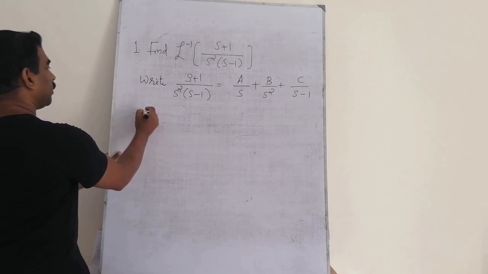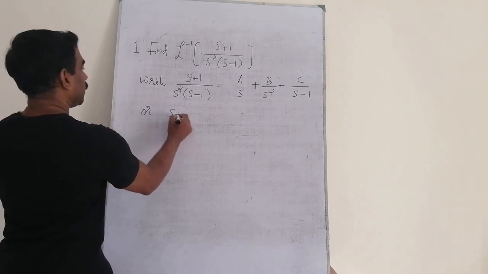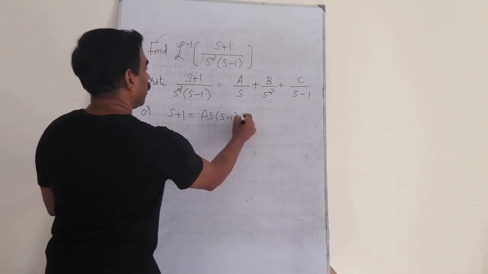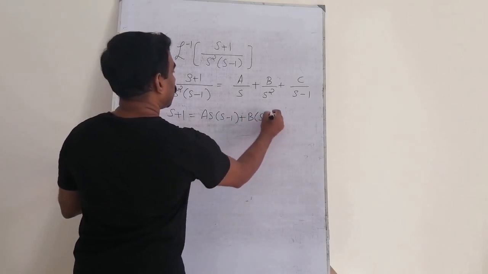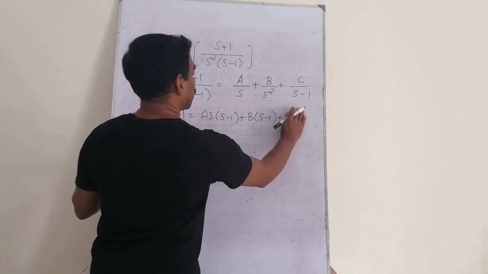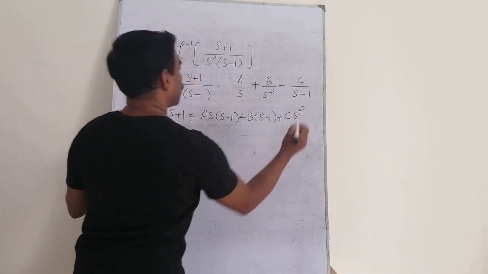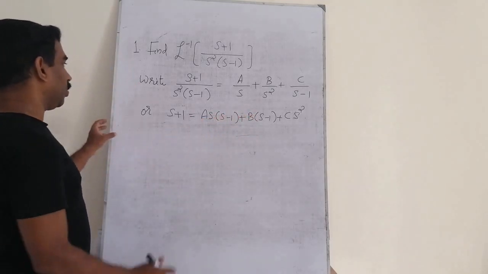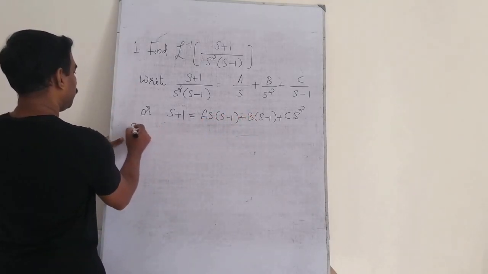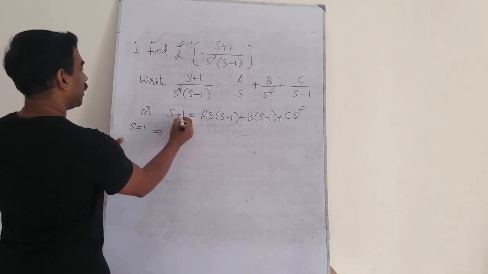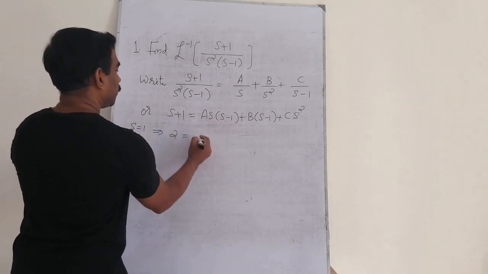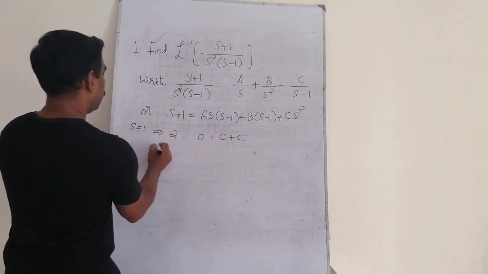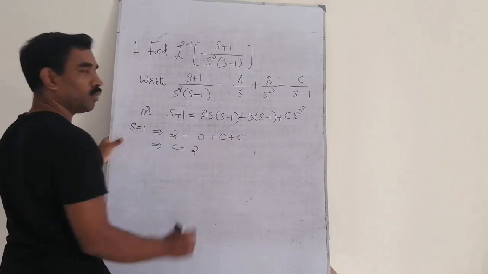We can simplify this expression after taking LCM. s + 1 = A s (s - 1) + B (s - 1) + C s^2. In this expression, first of all, we will substitute s = 1. When s = 1, the left hand side becomes 1 + 1 = 2. The s - 1 factor goes to 0 and the second goes to 0, leaving C. So that implies C = 2.